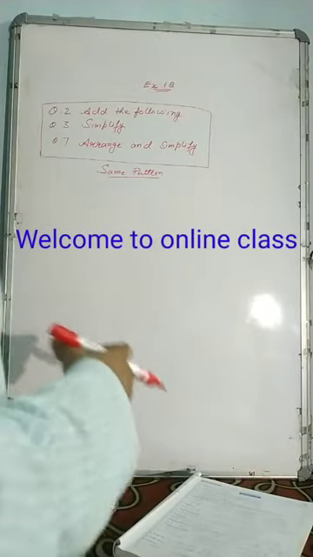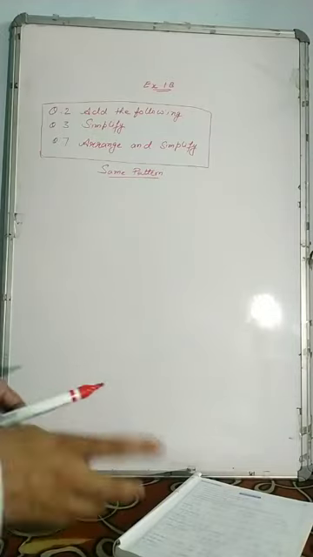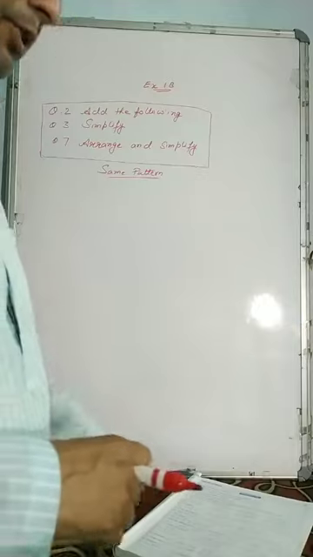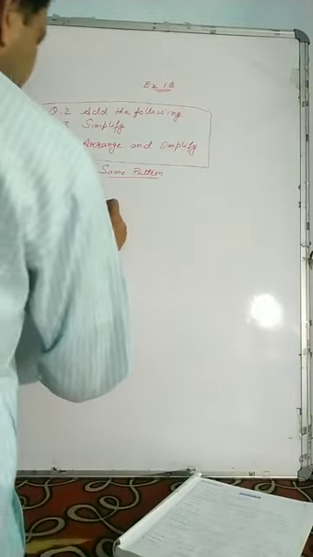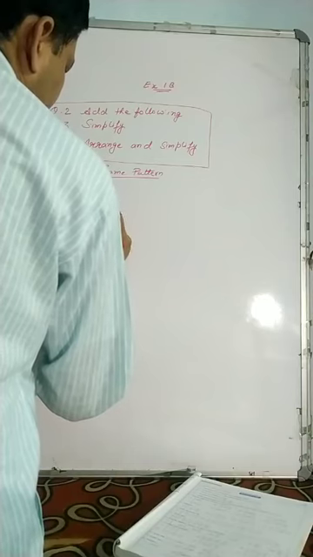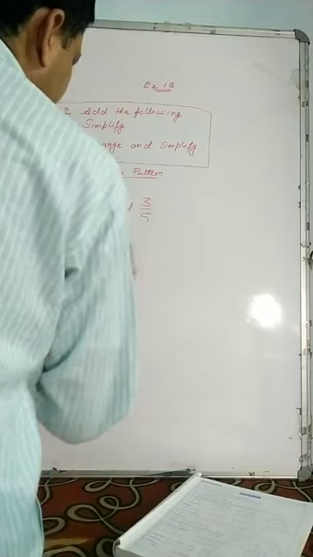Let's start. Here you can see there are three questions written. That is question number 2, add the following. Question number 3, simplify, and question number 7, arrange and simplify. These three questions are on the same pattern. Let's take an example. 6 upon 5 and 3 upon 5.